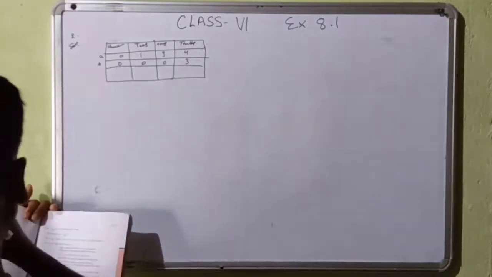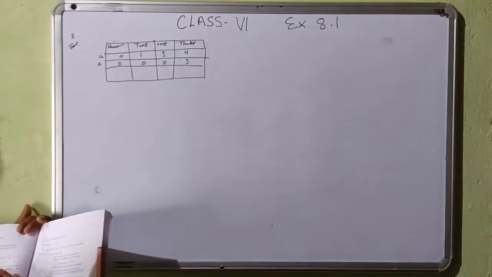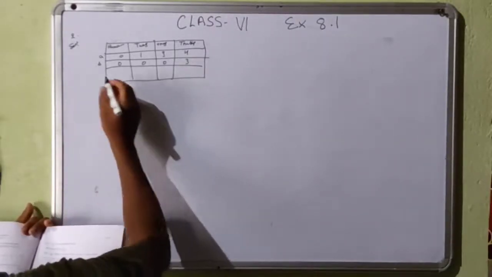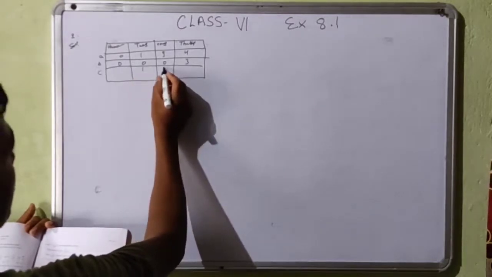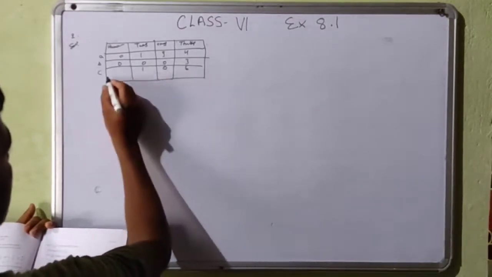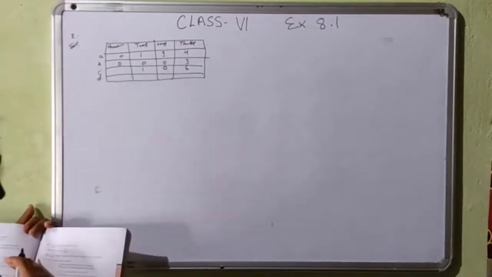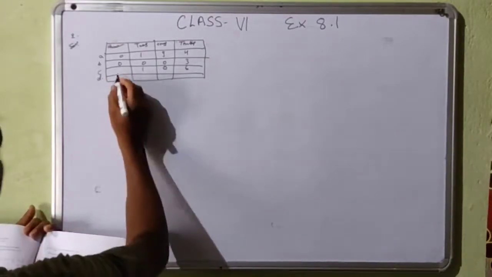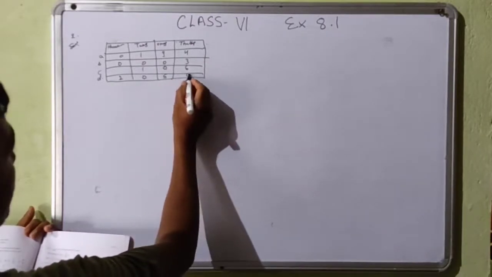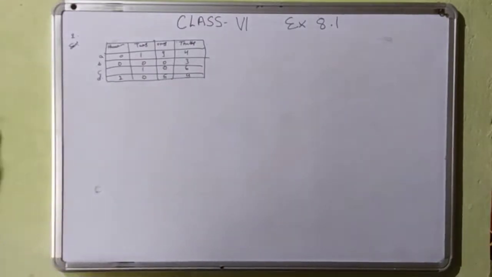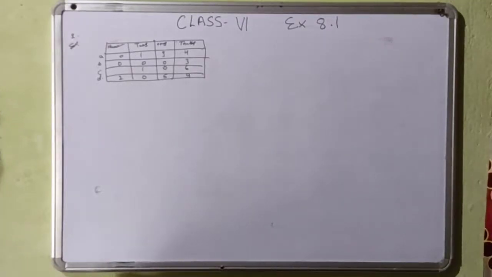And then C part, 10.6. And then D part, 205.9. So 205, and that will be 9. So like this you will do the place value chart table.